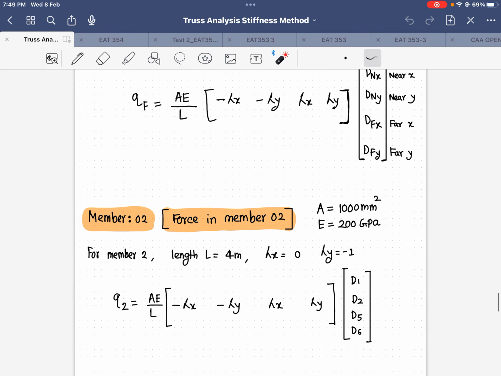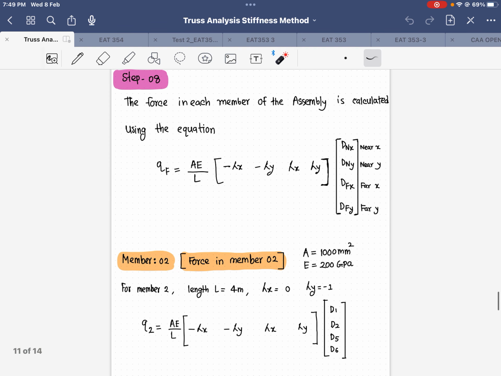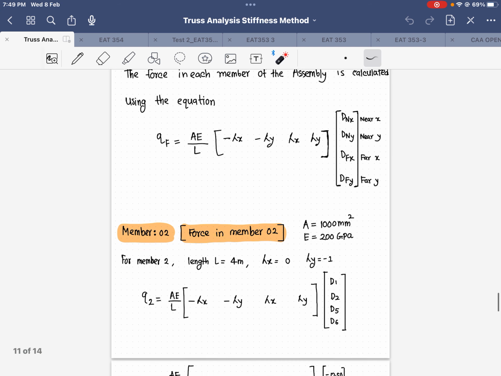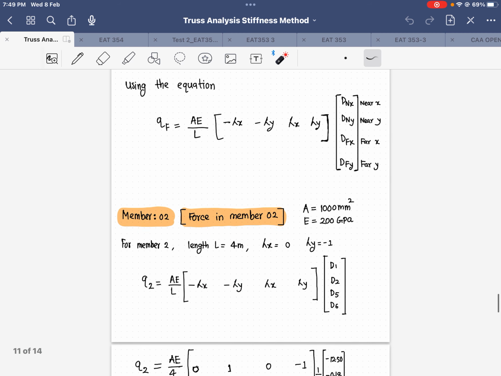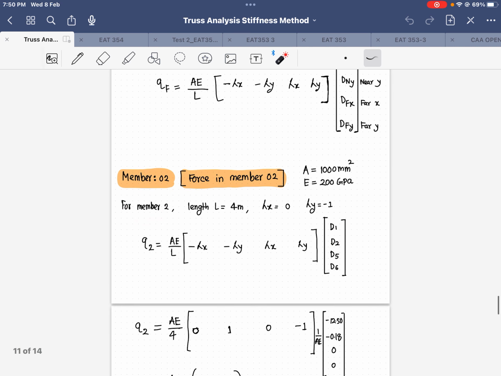So what I'm going to do is just plug in the values. The question asks us to find the force in member 2, so I take member 2, and I have to take the length of member 2 and the lambda x and lambda y values that I got for member 2. I am plugging in all the values here, and you can see D1, D2, D5 and D6. I take these because these are the far end point and near end point for member 2. So that's why I take 1, 2, 5 and 6.